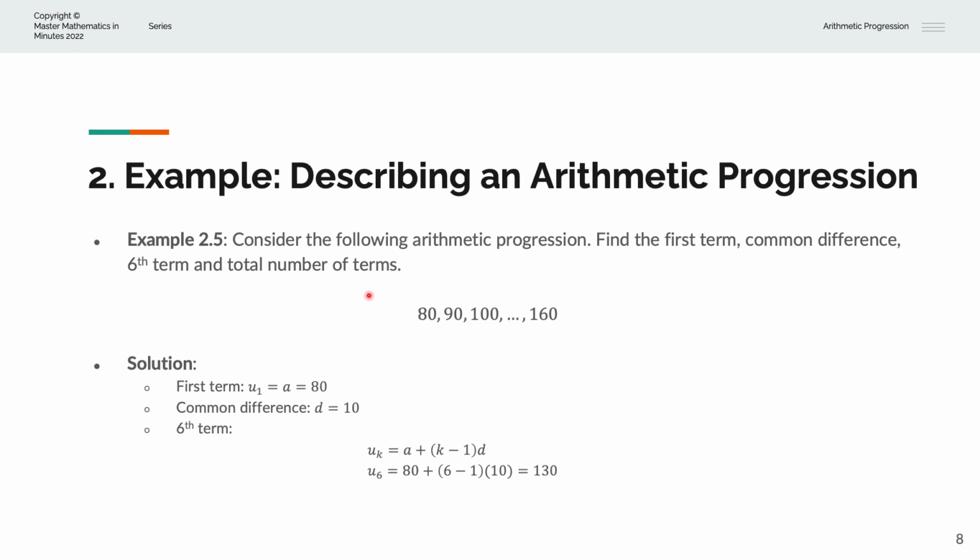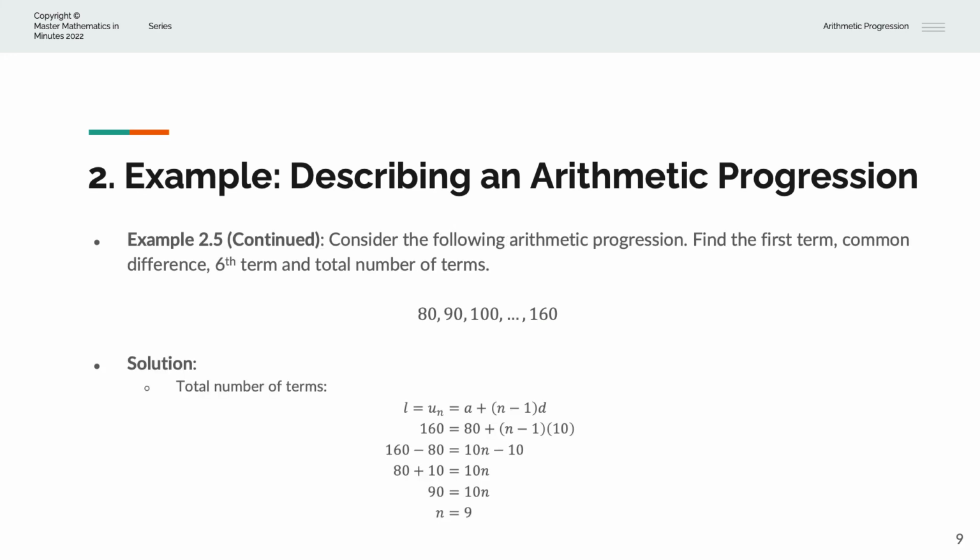And to find the total number of terms, we will equate the last or final term formula to 160 and solve for n. So we saw earlier that the final or last term is given by L is equals to un, and that's equals to a plus n minus 1 into d. And un, which is the last term, is 160 in this case. And a is 80 as before, and n is what we're trying to solve, and d is 10 as before.